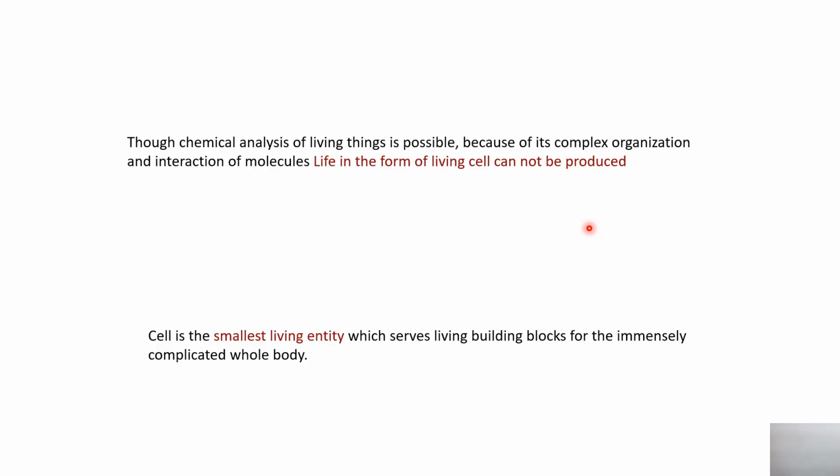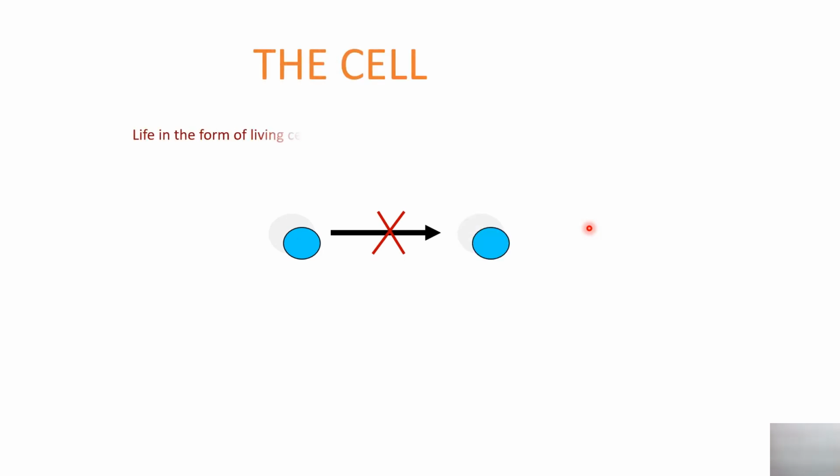As we know, chemical analysis of living things is possible because of their complex organization, but the interaction of molecules alone cannot produce life in the form of a living cell. The cell is the smallest living entity, the smallest functional unit, which serves as a building block for the immensely complicated whole body.